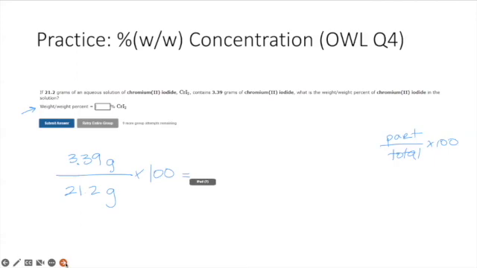So I need to times it by 100 to get a percent. So it's just a matter of dividing 3.39 by 21.29 or 21.2, timesing by 100. And I get 15.990%. I want to take this to 3 sig figs because that's the same amount of sig figs as the numbers they've given me. So I'm going to round this to 16.0%.